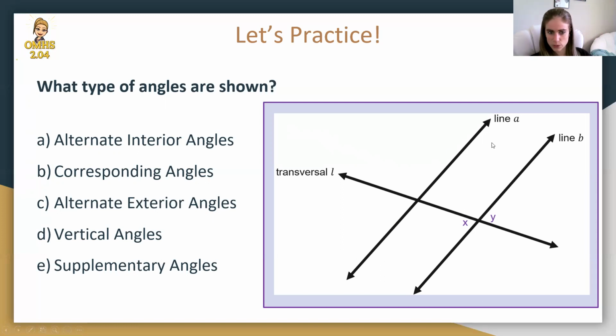So take a look. We have 2 lines here, line A and line B. And then this time our transversal cuts this way. So it's spun, but it still creates those 8 angles. So look at X and Y. Think about what type of angles they are.